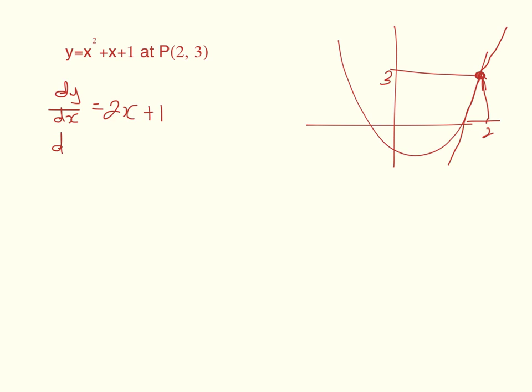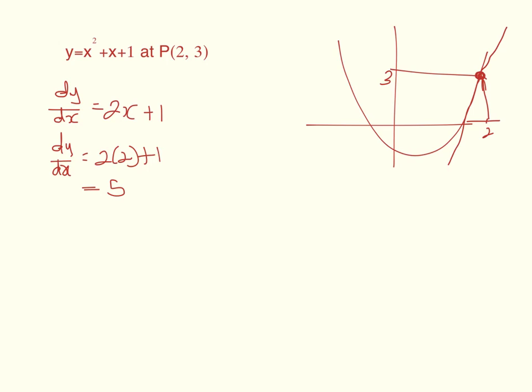So therefore, dy/dx is equal to 2 times 2 plus 1. That's going to be equal to 5. Now I know that the gradient of the tangent is 5. I can now go and find the equation of the line.